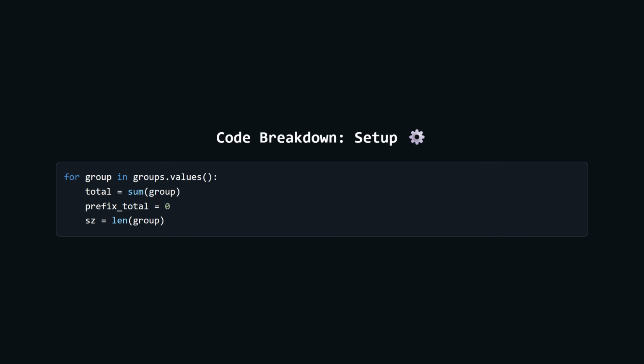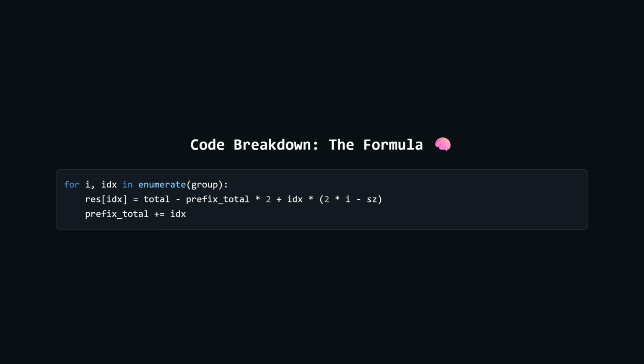For the current group, we calculate the total sum of all their index positions. We also set up a variable for our running total, starting at 0, and we record how many items are in this group. Now for the loop where the magic happens. For every item in our group, we calculate its answer using this formula. We take the overall total sum, subtract our running prefix total twice, and then add our current actual index position multiplied by a weight.